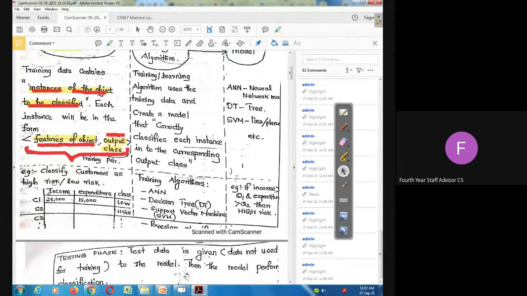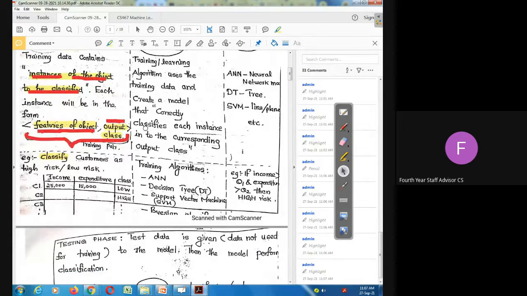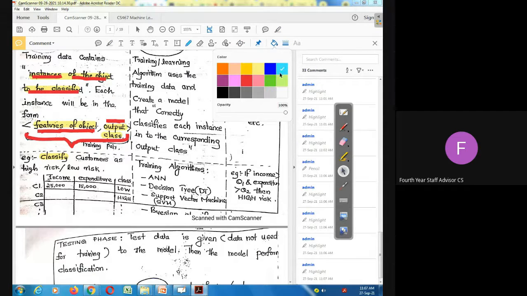Okay, suppose we want to classify customers as high risk or low risk. So what will be the features? You can just check this point. Okay, you can note this one.